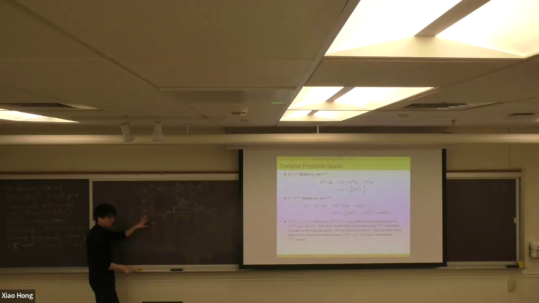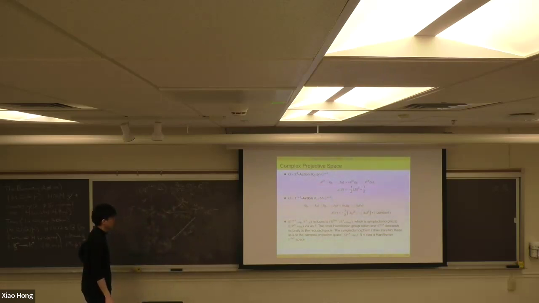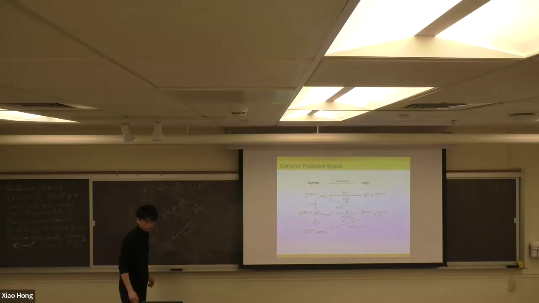And we know that this can be shown to be the covering space of CPn. And we have the Guillemin-Sternberg form. We can show that there is a symplectomorphism between these two structures. And therefore, there is an induced Hamiltonian H space structure for the complex projective space. Therefore, complex projective spaces are Hamiltonian.